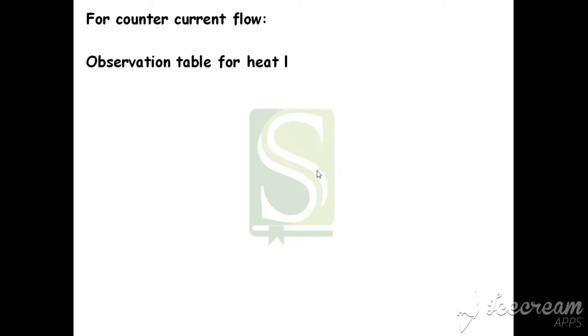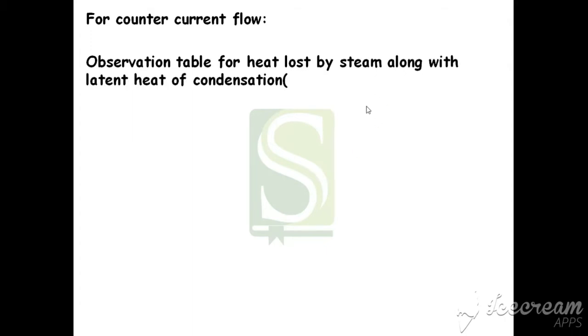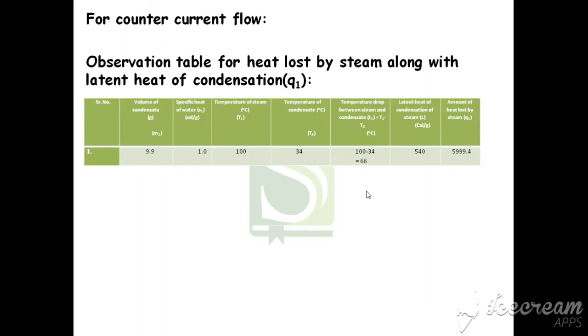Okay. So now first we will see the observation table for heat lost by the steam along with the latent heat of condensation. So here we have the volume of condensate and it was found to be 9.9. The specific heat of water is 1. Temperature of the steam was found to be 100. Temperature of condensate was found to be 34. Temperature drop between steam and condensate is 100 minus 34 is equal to 66. The latent heat of condensation of steam is 540.